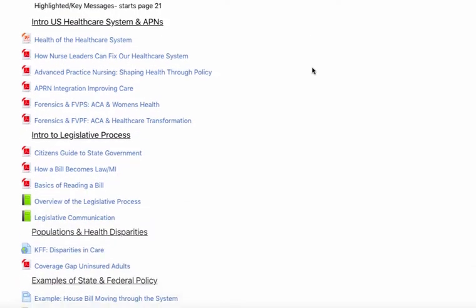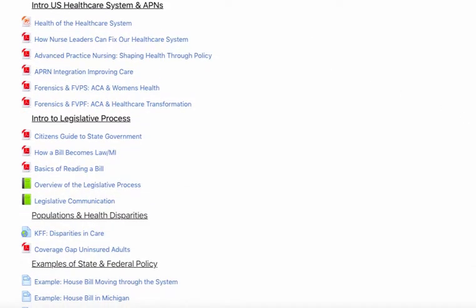I also have a general introduction to the legislative process, and you may already know a lot of this, but I added the Citizens Guide to State Government, and I just updated it because I had an older one up there. It's for Michigan too. It looks at the different houses, different committees, and essentially how the state legislature works. Obviously it's a long document, but you can browse through it.